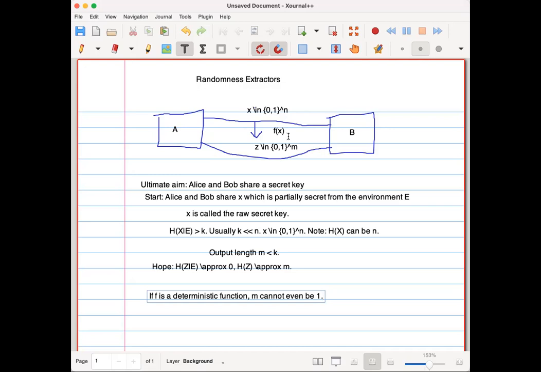Okay, and these distributions are all of very high entropy and so on and so on. So this is the problem. If f is a deterministic function, you cannot even extract one bit. Is it clear to everybody?